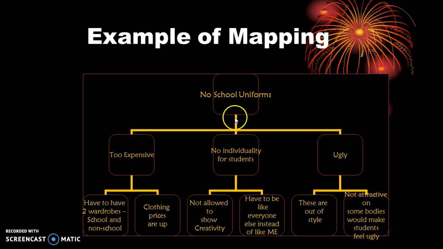So for example, and we actually did this back in our persuasive unit, we wrote about school uniforms, but this could be my topic. That's the most important thing. And then off of this are my reasons why I might not want school uniforms. Too expensive, no individuality for students, ugly. And then off of those, I have other ideas. So this is like the most important, but this is just the reason I'm showing you this. It's another way that you could pre-write.